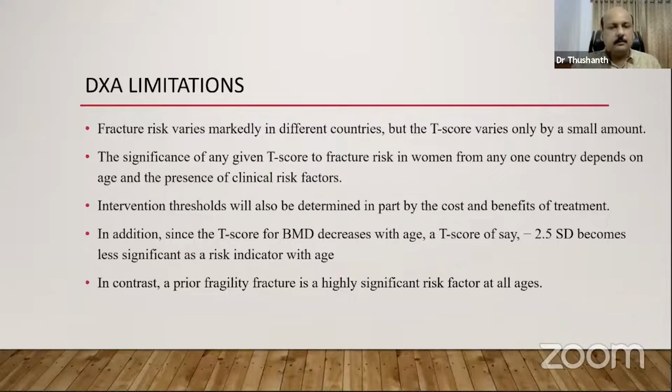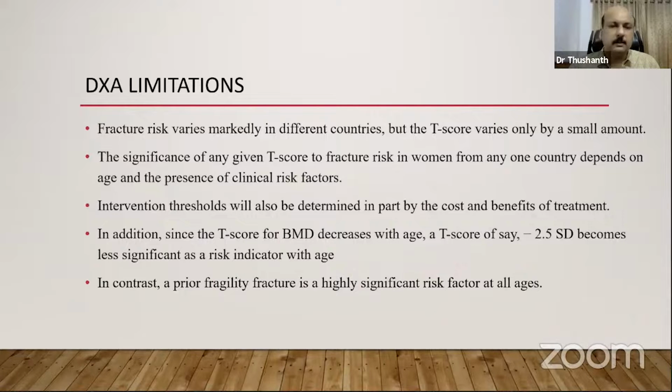Coming to other things associated with the fracture itself, the fracture risk varies markedly in different countries. If you see the fracture risk data from several countries, you can see that it varies from country to country. But the t-score hardly varies from country to country; there's only a very minimal difference. So the significance of any given t-score to fracture risk will depend on the age of the patient and the presence of other clinical risk factors also. The score alone is not enough.